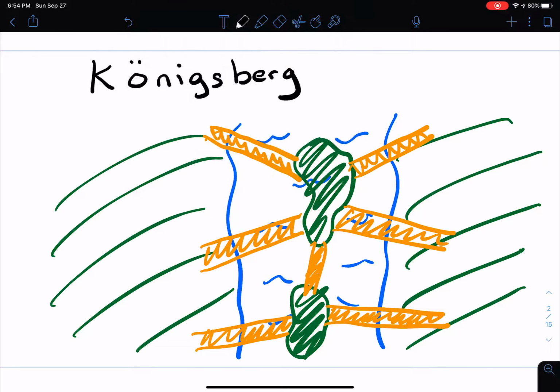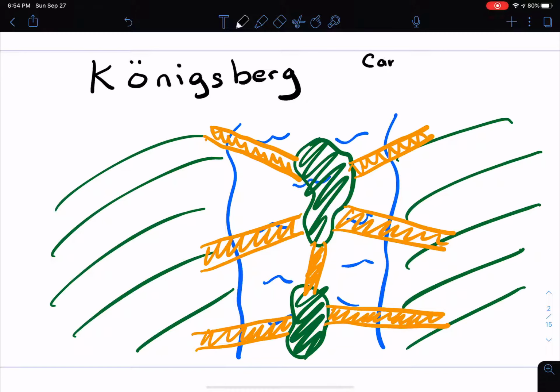And the question was, often the people after dinner at night liked to take little walks around their town. And they were playing this little game and tried to figure out, can we take a walk, and can we use each bridge exactly one time on our walk? Or are we going to be stuck using at least one of the bridges more than once?